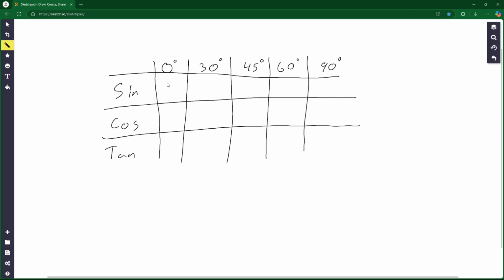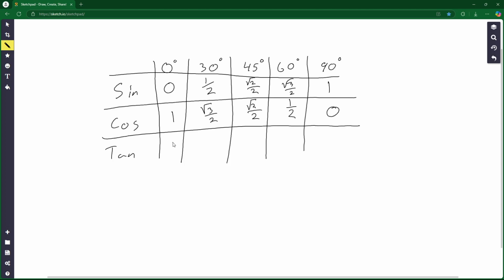Okay. Sine of 0 is just 0. Sine of 30 degrees is 1 over 2. Sine of 45 is root 2 over 2. Sine of 60 is root 3 over 2. And sine of 90 is equal to 1. The cosine is the same but opposite. So 0 is 1, 30 degrees is root 3 over 2, 45 is always root 2 over 2, then 60 degrees is 1 over 2, and then it is 0.